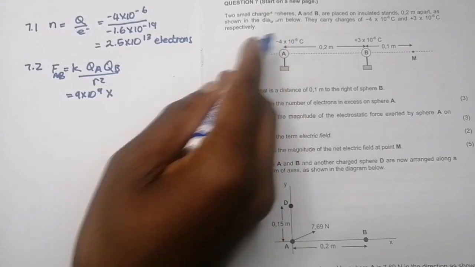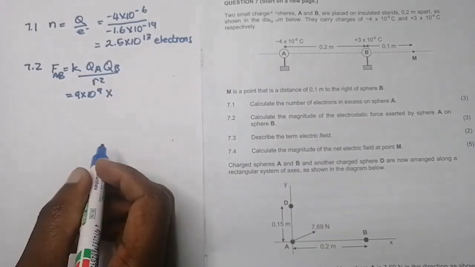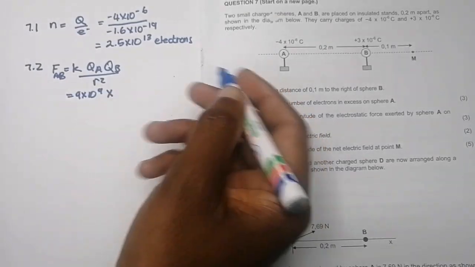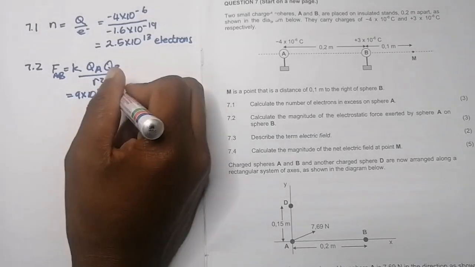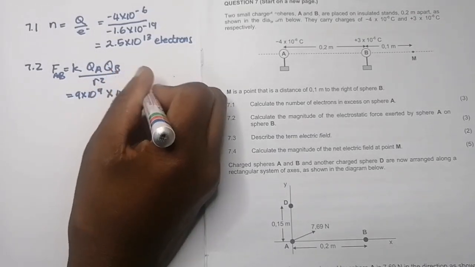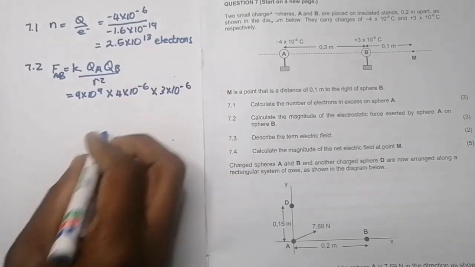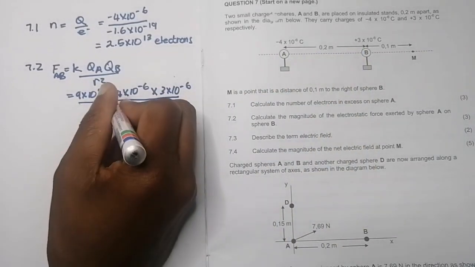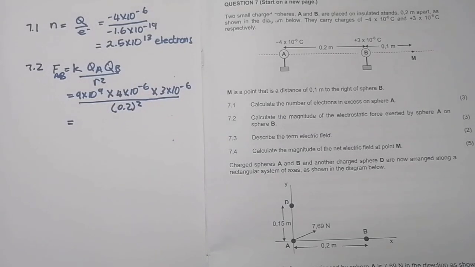We did say we just substitute the absolute value of each charge, meaning that you disregard the sign. What the sign helps us with is to determine the type of force, whether it's attraction or repulsion. So this is going to be 4 times 10 to the power minus 6 multiplied by 3 times 10 to the power minus 6. And the distance, remember they said between A and B, so the distance between them is 0.2 squared.